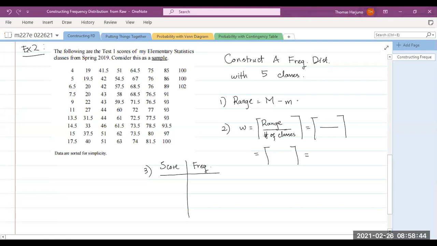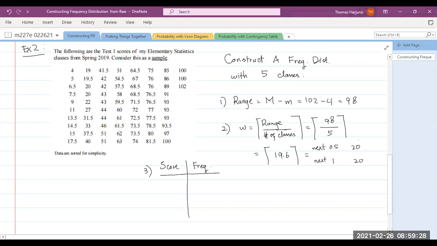The range is 102 minus 4, that's 98. So 98 divided by 5 is, what's that? 19.6, and we will round it up, right? Because I rounded to 0.5 here, you can round it to the next 0.5, if you want to, which will be 20. You can also round it to the next integer, which happens to be also 20.